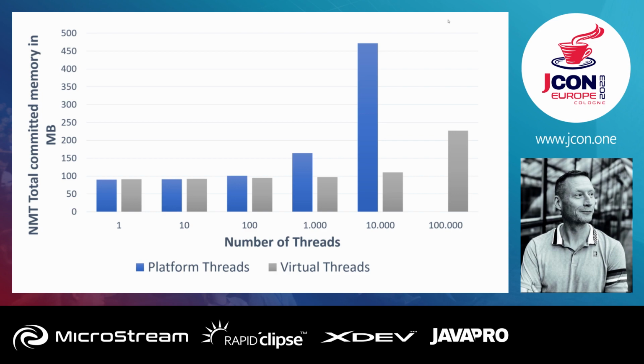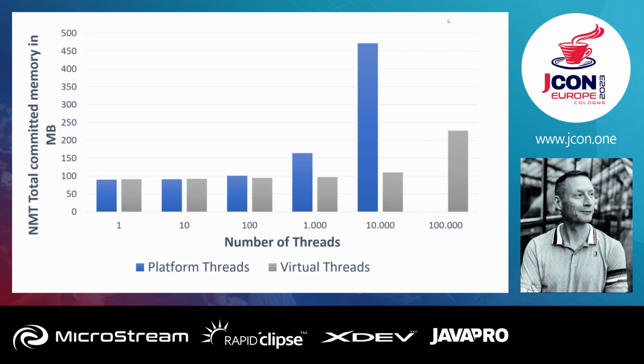And even at 100, you see that the platform threads finally start using a little bit more memory. But then you have to tell your customer, or your current company, can I rewrite everything to virtual threads just for the tiny bit of memory usage that we will save? Yeah, that's not going to sell.